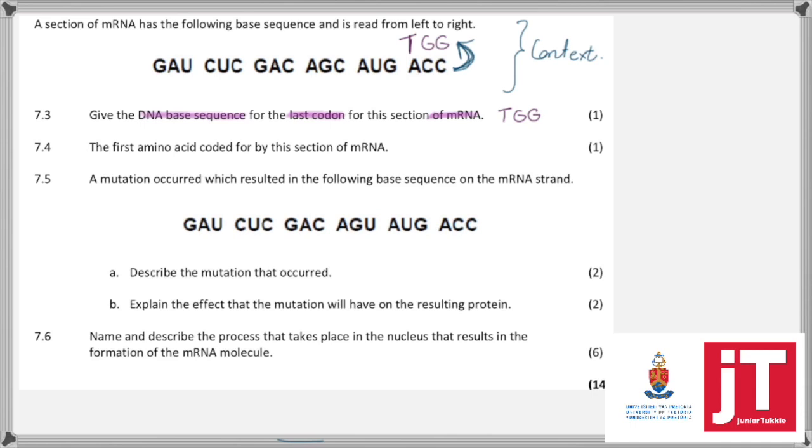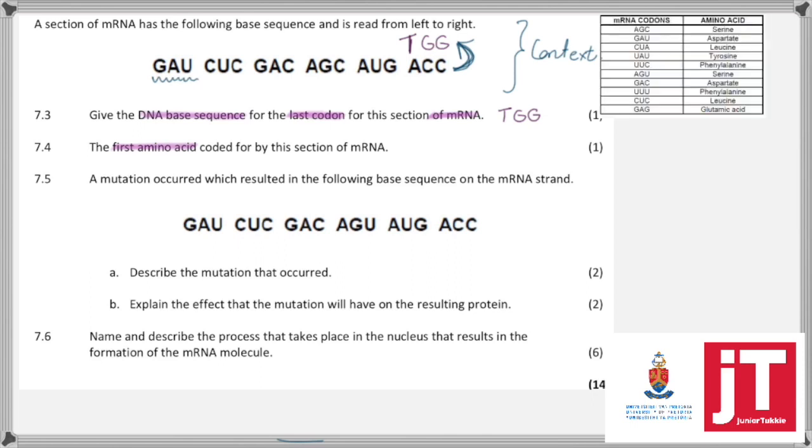Now, next question, 7.4. The first amino acid coded for by this section of mRNA. So now we're looking at that one. And if we take it back to our table, which is also giving us a lot of context, it says my first amino acid. So now I've got an mRNA codon, so I can go with GAU. I go to my table, I look for GAU, and I get to aspartate. So that is the amino acid coded for by the first mRNA codon in this sequence. Okay, brilliant, not too tricky yet. Now, 7.5. Now I get to a different context.